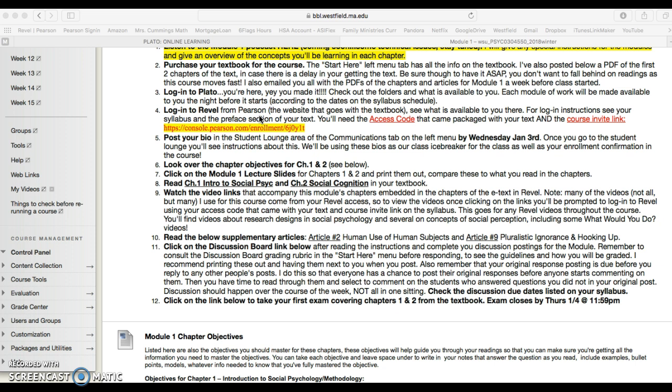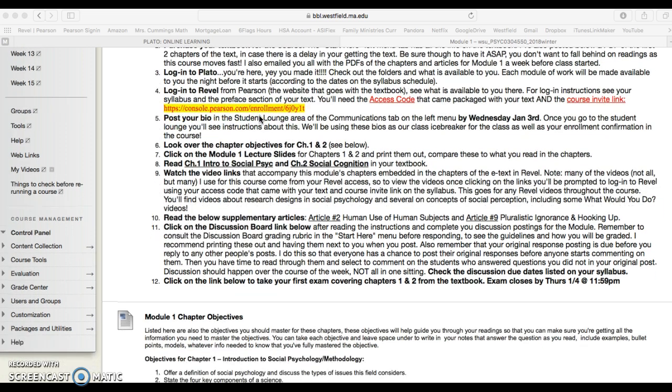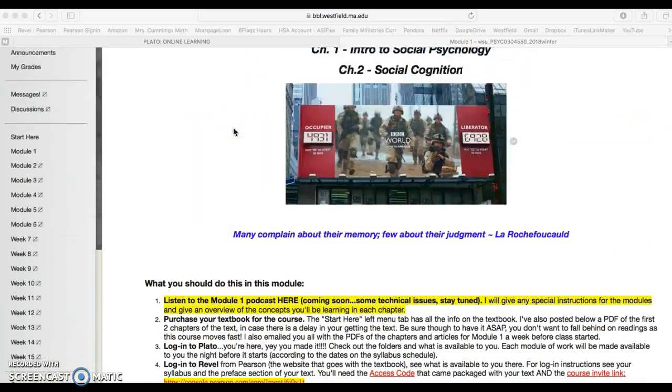But I'd rather you get that done today, so that you're able to start using those resources right away, because there's videos in there and there's things, practice tests that you want to start using, because your first exam comes Thursday. So really, you've only got a couple days to get through the material and get through everything before that first exam. You want to post your bio to the Student Lounge.